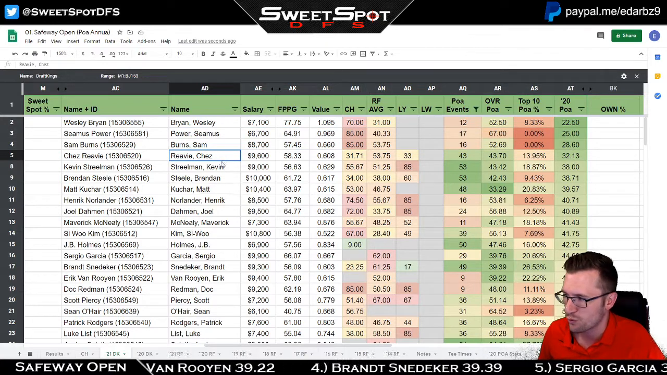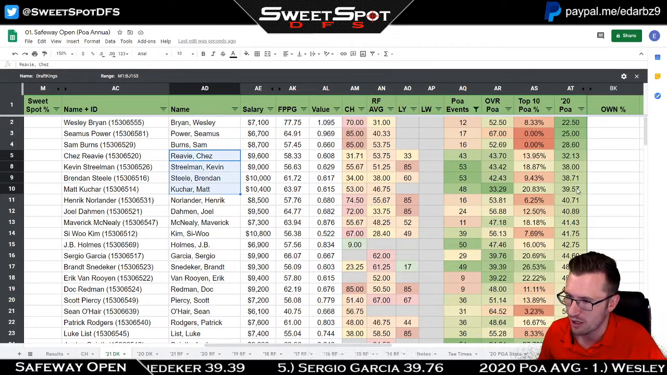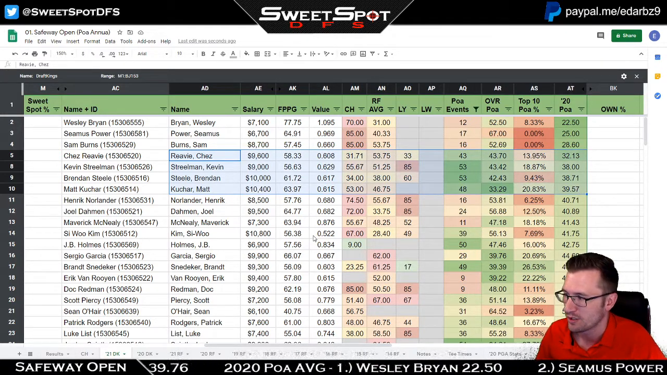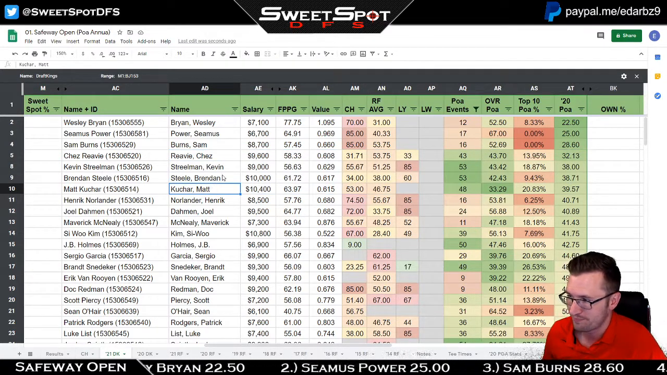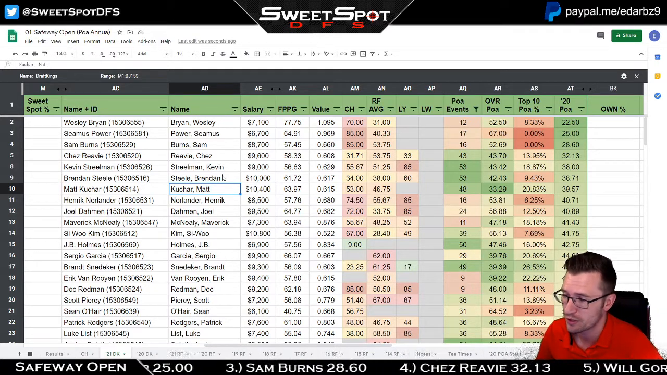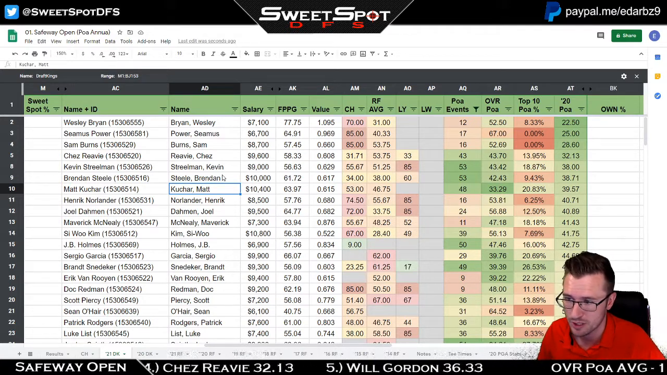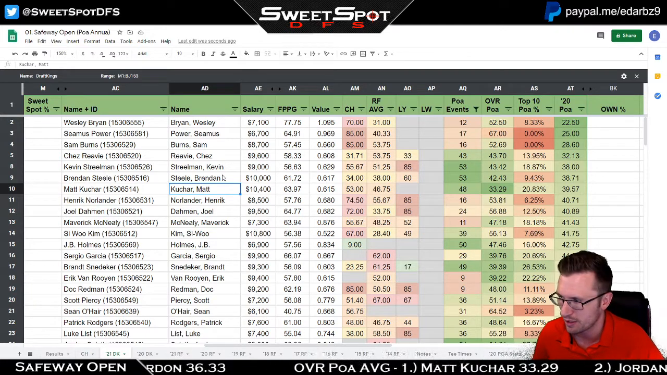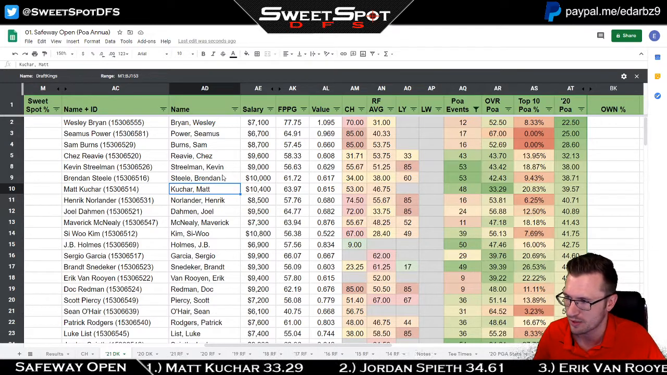But then we have Chez Reavie, Kevin Streelman, Brendan Steele, Matt Kuchar, all the next guys in the top 2020 POA splits. So maybe we go with a Matt Kuchar, great overall POA, the best overall POA and pretty darn close to the best 2020 POA, regardless of how he has played recently. It's definitely a consideration.